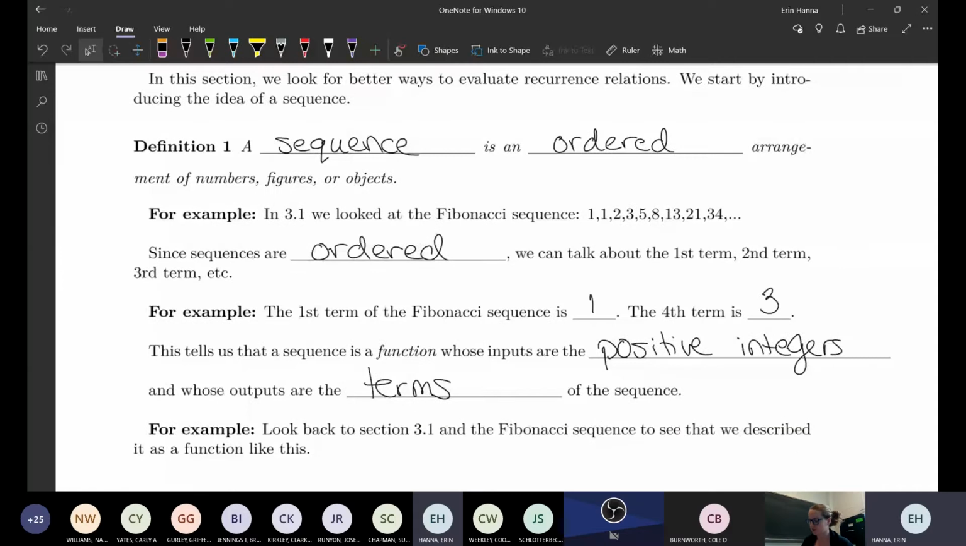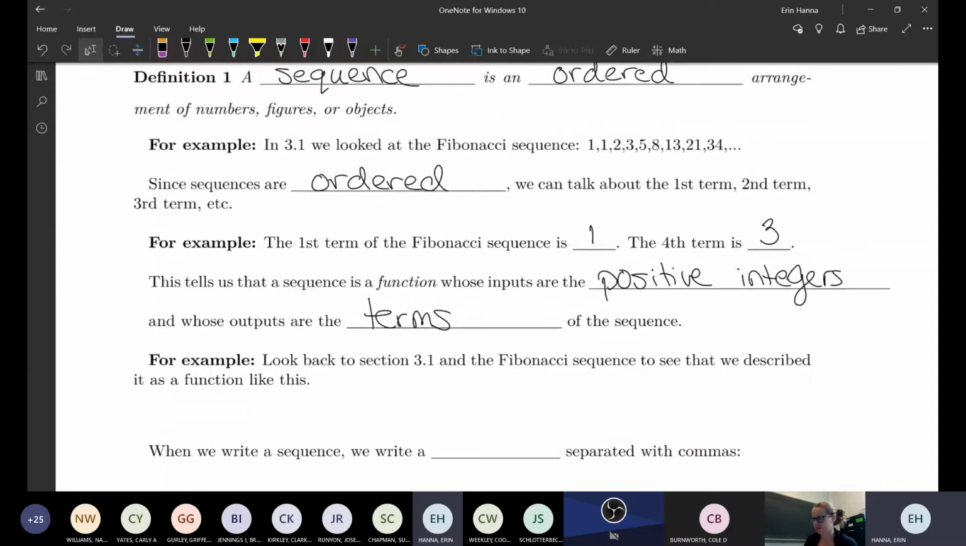For the Fibonacci sequence, we did define it as a function, but you can think about it like this. We could define f of 1 to be 1, f of 2 to also be 1, f of 3 to be 2, and so on. Whatever the input is, that's the position of the term in the sequence, and the output is the term of the sequence.